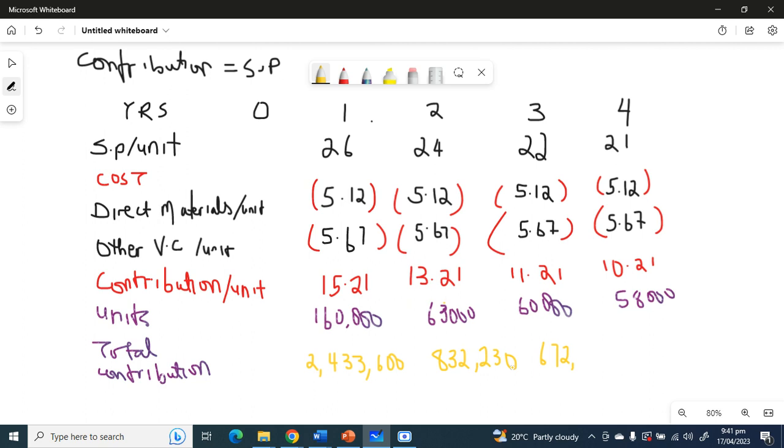Let's grab our calculators, colleagues. This is not corporate governance where we sit in and listen. 672,600.